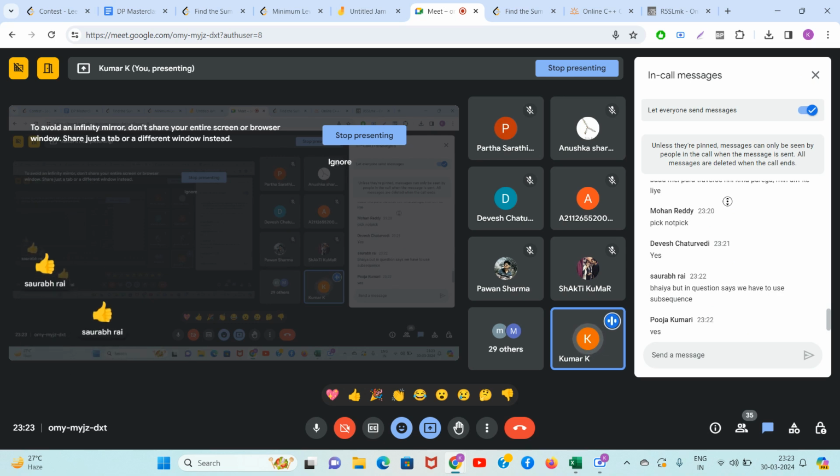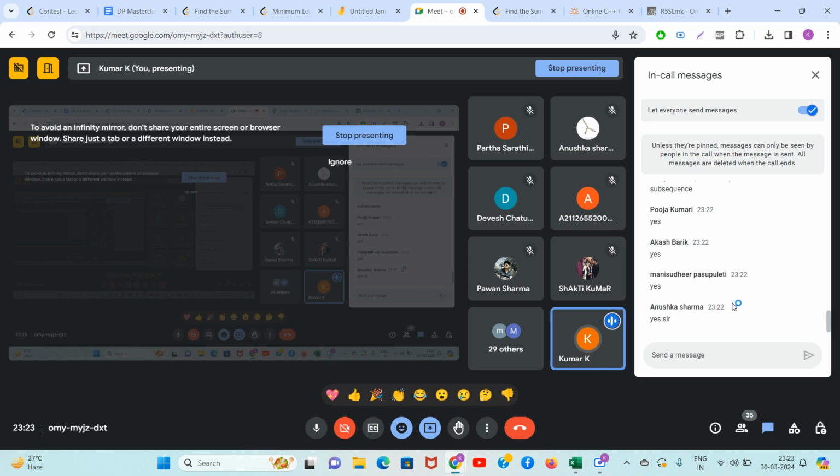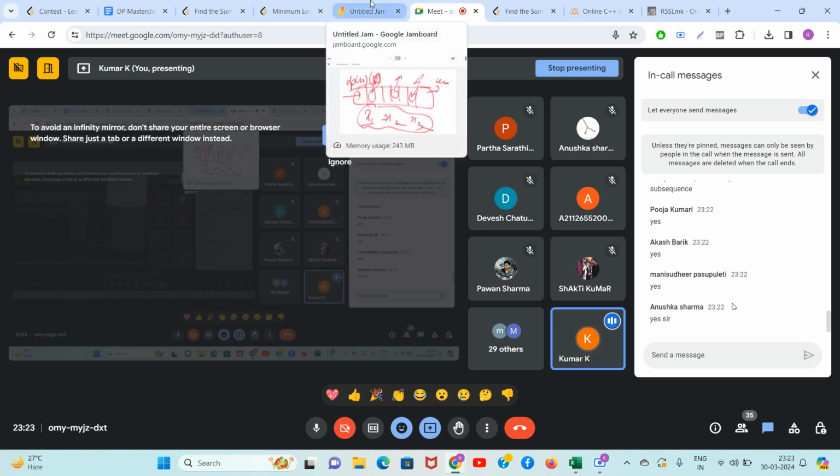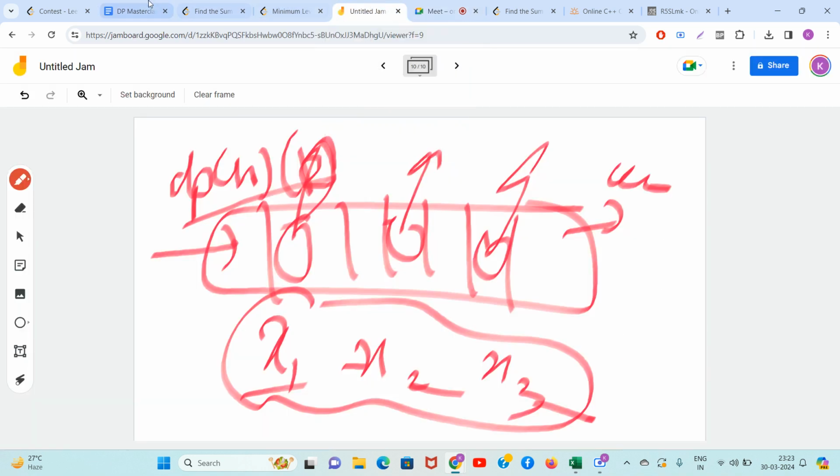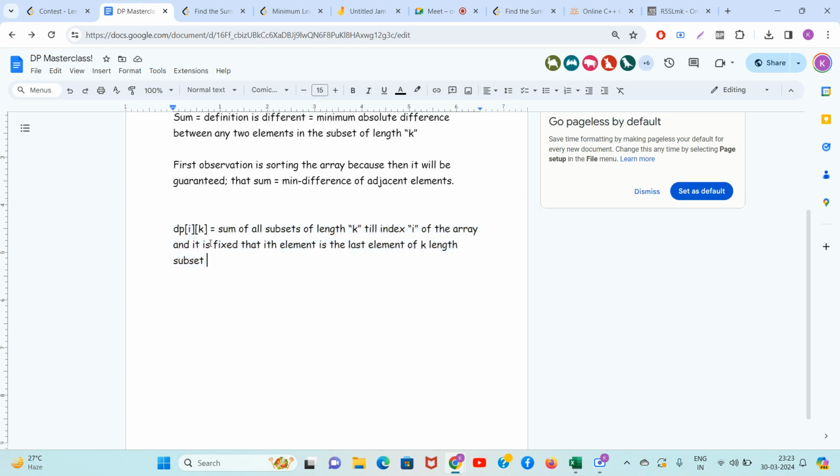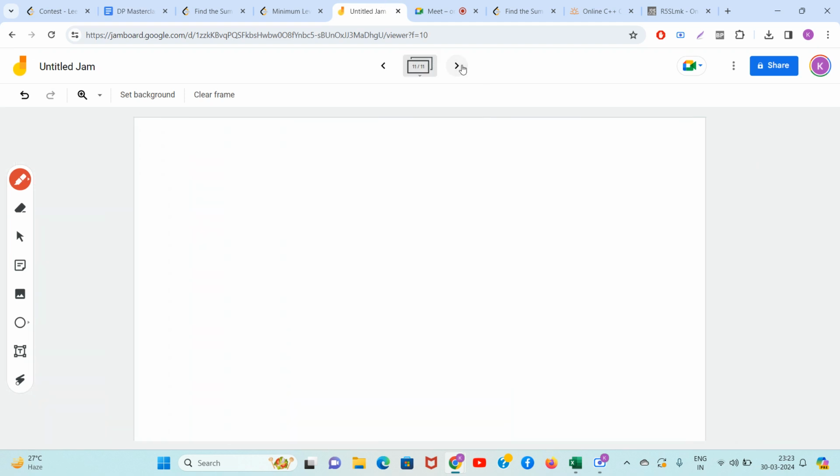You are sorting so that things remain easy for you, right? Yes, in the chat, Saurabh. So guys, I hope you guys understood. Mani Sudhir, I hope you have watched the DP sessions. So dp i k should tell you sum of all the subsets of length k till index i, and it is fixed that the okay. So let me take your test.